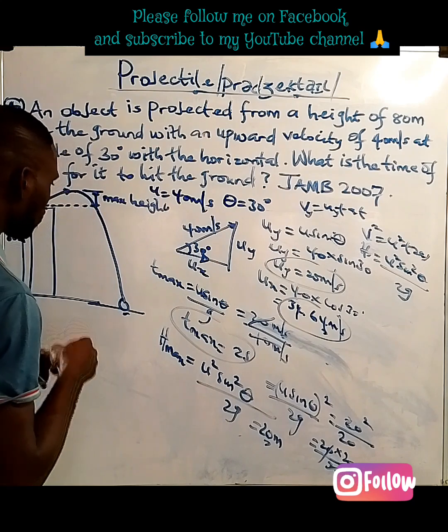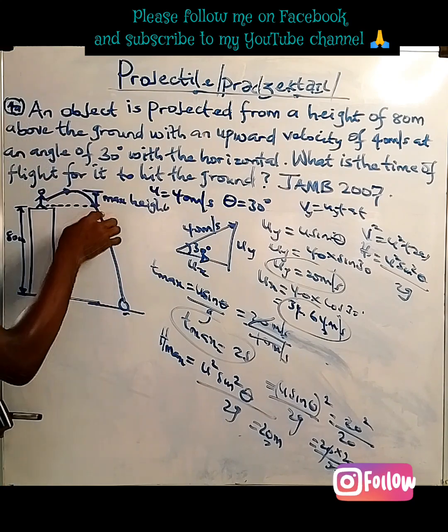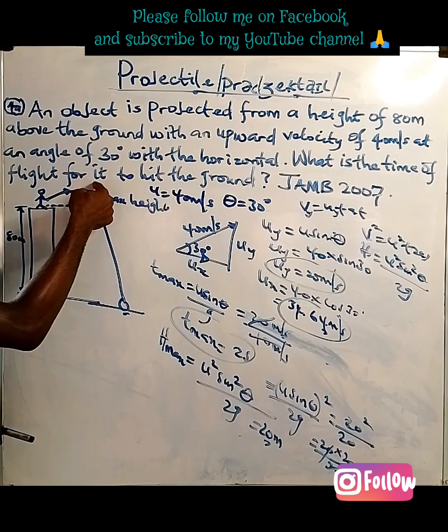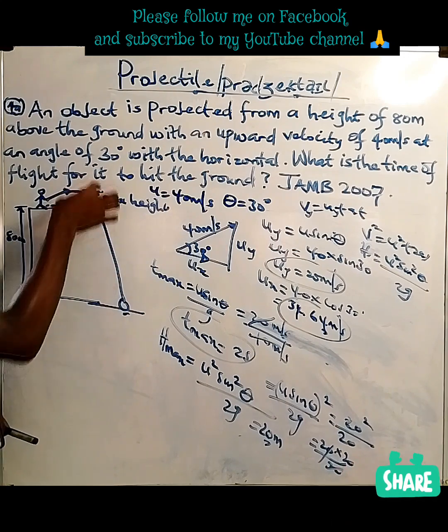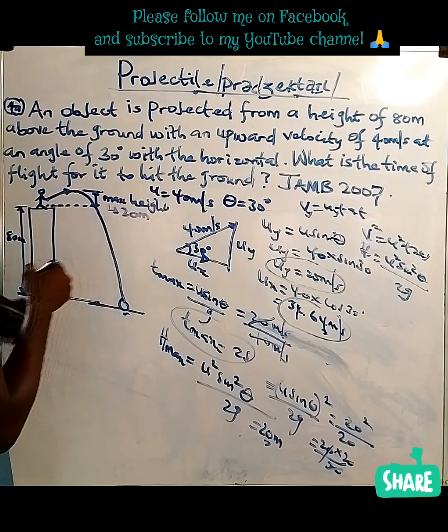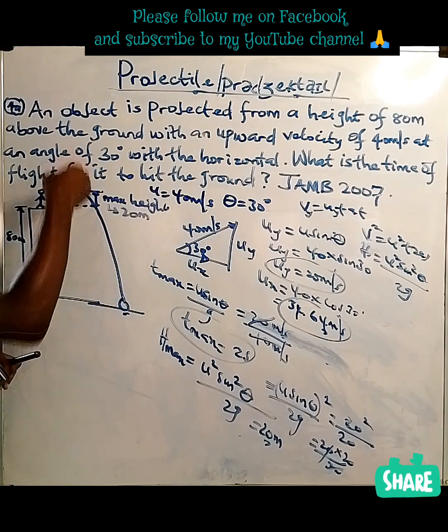So the max height is 20 meters covered. From here to here is 20 meters. From 20 meters, we added the 80 meters. So the total distance from here down is 100 meters. So the max height is 20 meters, and the total distance covered is 100 meters.